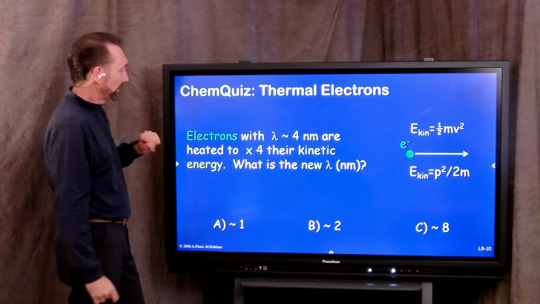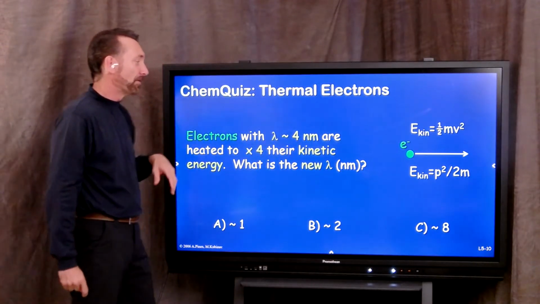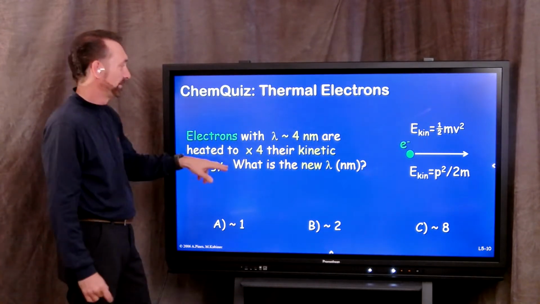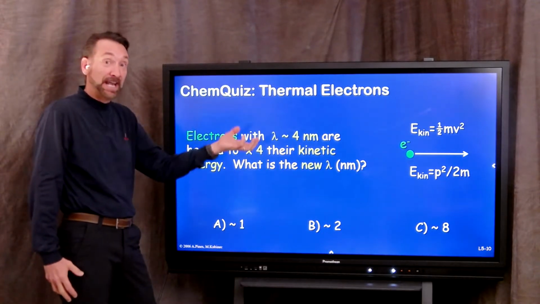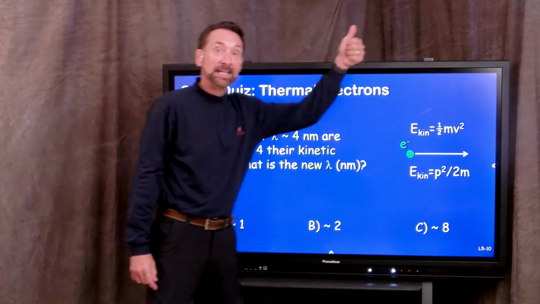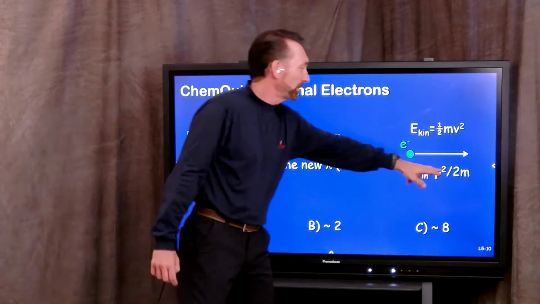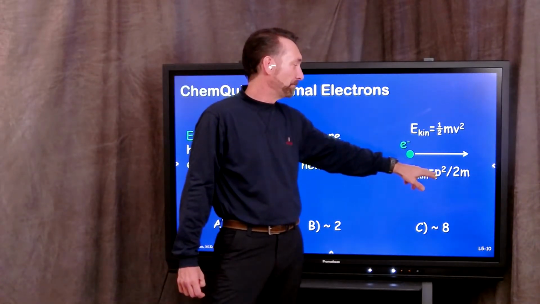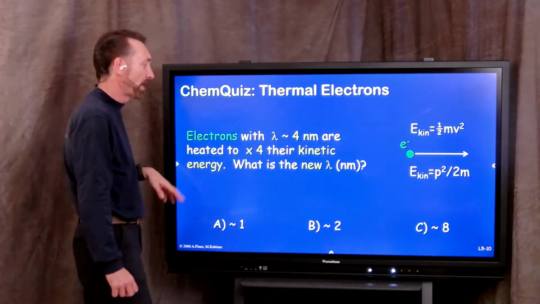So this one, a little bit more straightforward. Electrons with lambda around 4 nanometers are heated to 4 times their kinetic energy. So they're heated up, their kinetic energy, 1/2 mv squared, increases by a factor of 4. Kinetic energy can also be cast in terms of the momentum, just putting momentum as m times v. So you can write the kinetic energy either way.